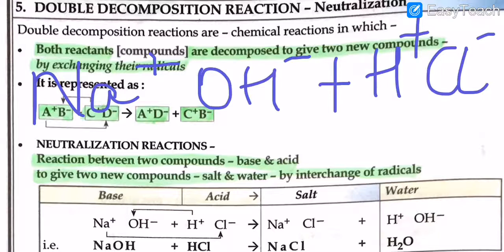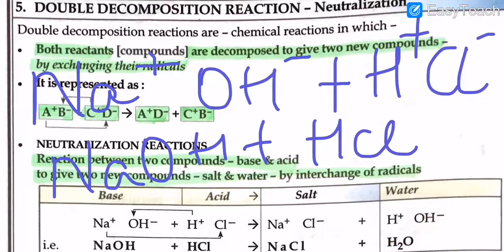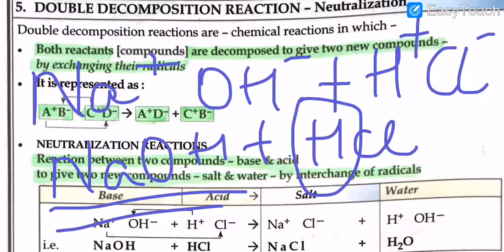So basically, if you take out the radicals and just write it in a normal form, it is NaOH plus HCl. NaOH is a base because it's a hydroxide. You have hydrogen, you have oxygen, so it becomes a base for sure. But over here you have hydrogen, and for making an acid you need hydrogen, right? So HCl is an acid, we all know, hydrochloric acid. So when you combine both of them, this is what you call a neutralization reaction.